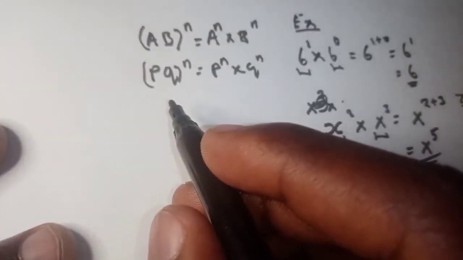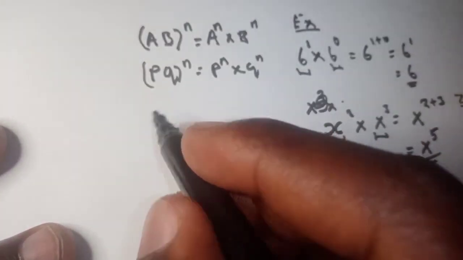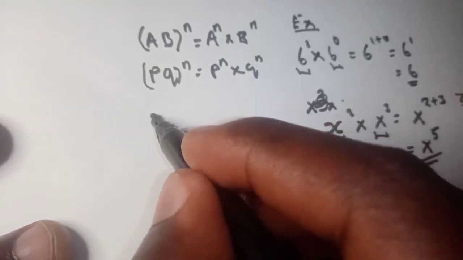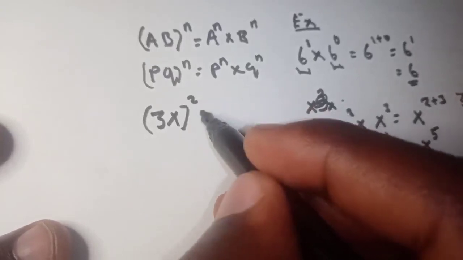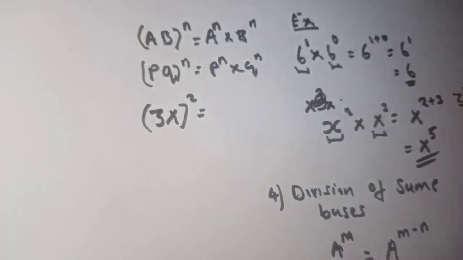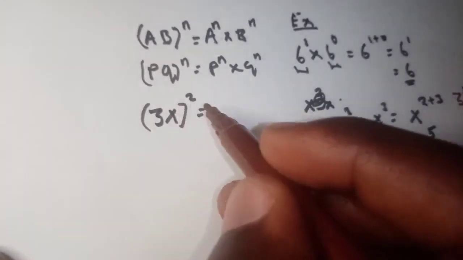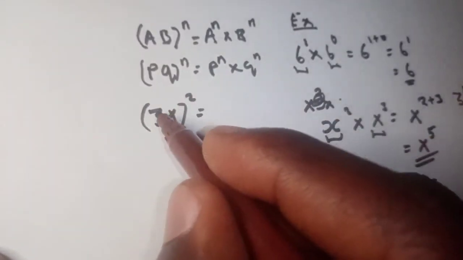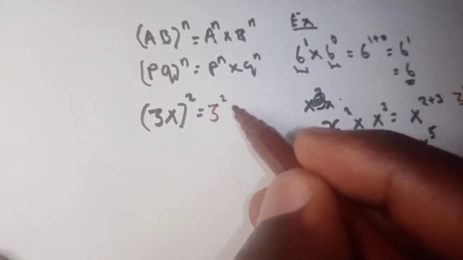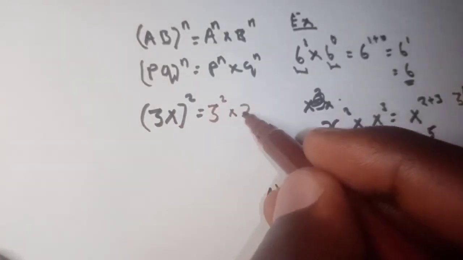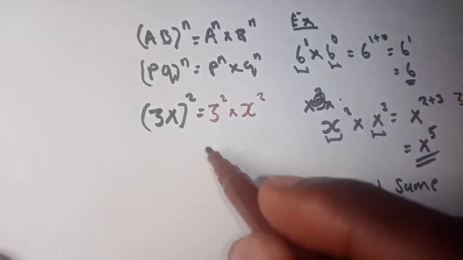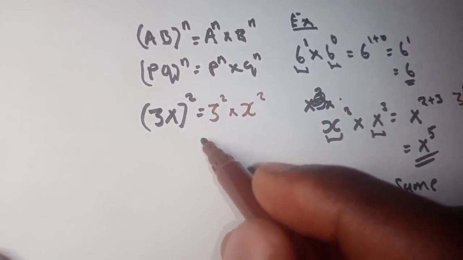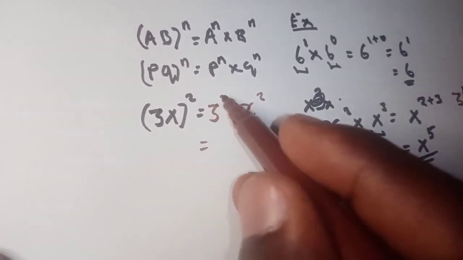Okay, that is what this rule states. So in other words, if you have got 3x raised to the power 2, how do you work out such a thing? This power 2 will apply to the 3, then you multiply, then the x, the same power. That's how you work this out. Then you can finish it off.